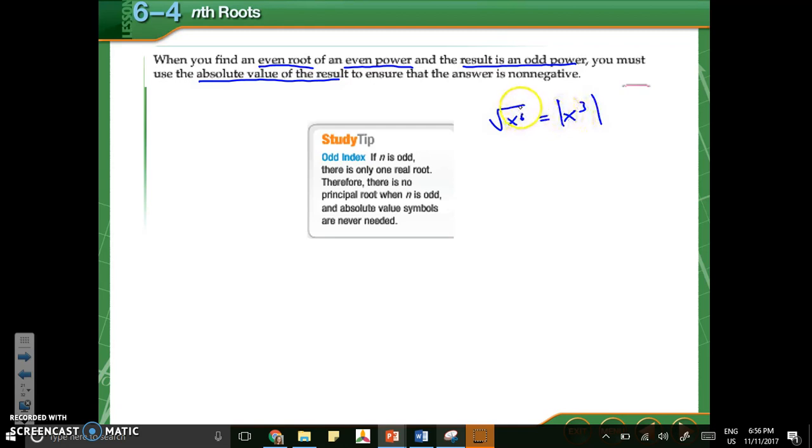So if I have an even root of an even power and I get an odd power, you have to use absolute value. Remember that if my index is odd, so if I'm taking an odd root, there's only one real root, so there's no need for absolute value to make sure that I'm getting the principal root.